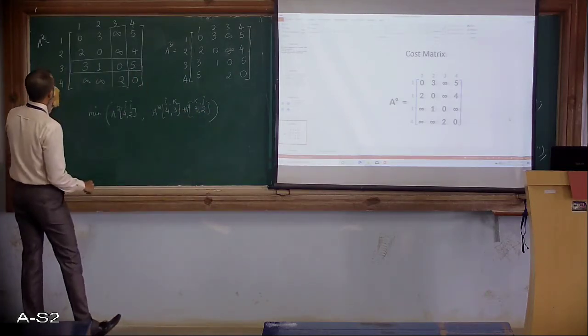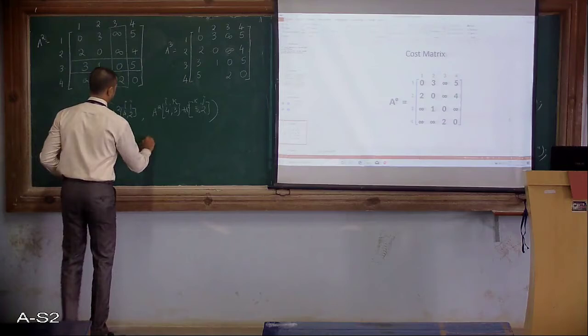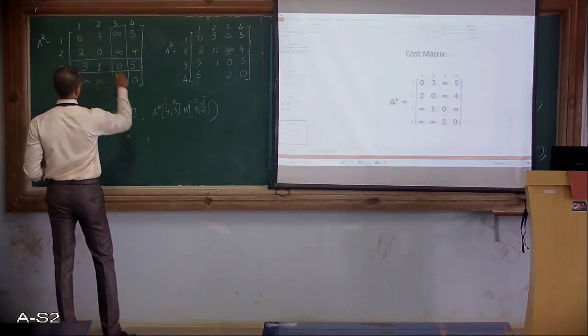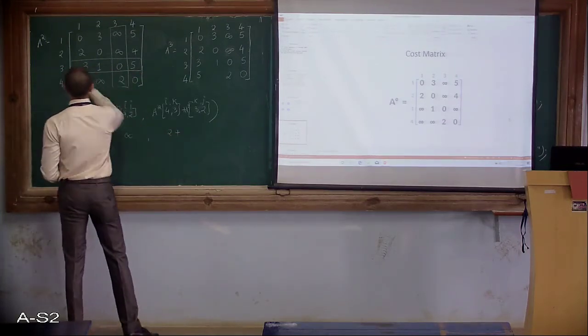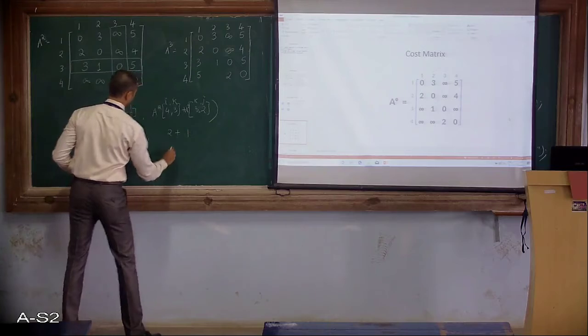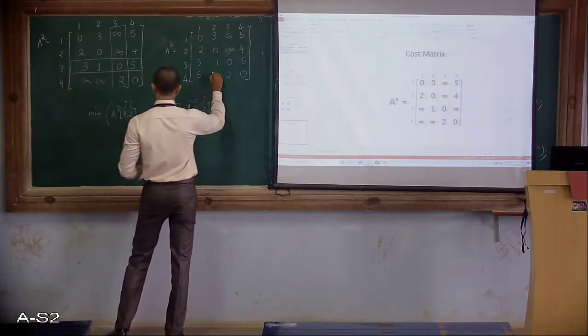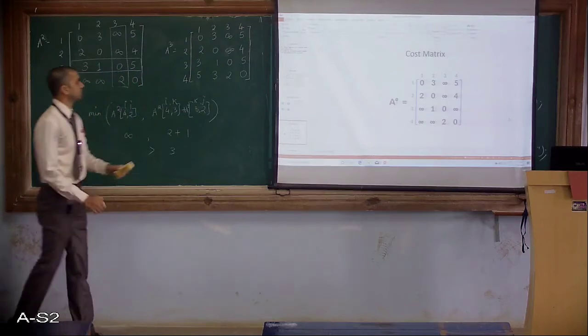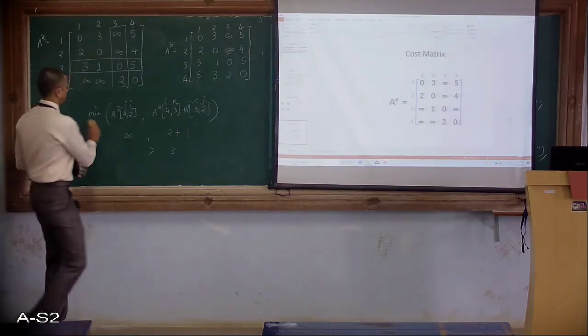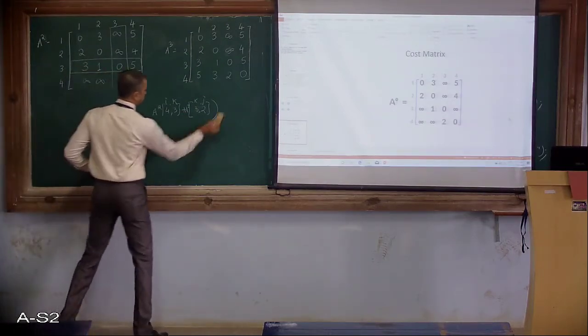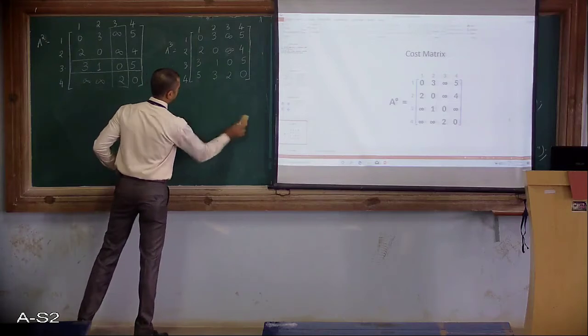What is 4 to 2? 4 to 2 is infinity. 4 to 3: 4 to 3 is 2 and 3 to 2 is 1. So 2 plus 1 is 3. This is less. So in 4 to 2, I'm going to write 3. So this is how you calculate shortest path between all pairs of vertices.